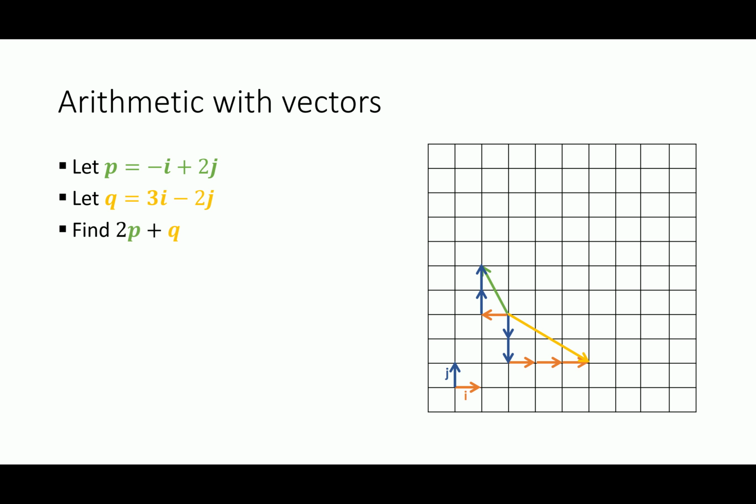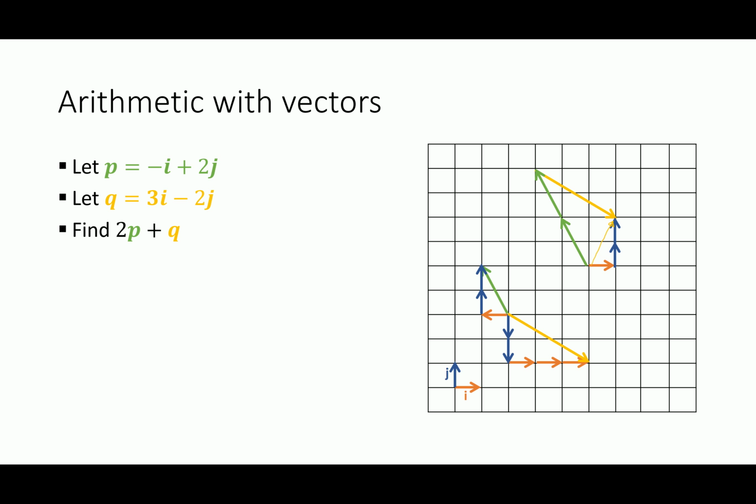What would happen if I was to add two lots of p and the vector q? Well, here's one lot of p, here's another lot of p, and here's the vector q. This is what happens when I add them together. And we can see that what we're going to result with is a single vector that looks like this. And we can already guess that this is going to be i plus 2j. Now let's show that on the left hand side as well.